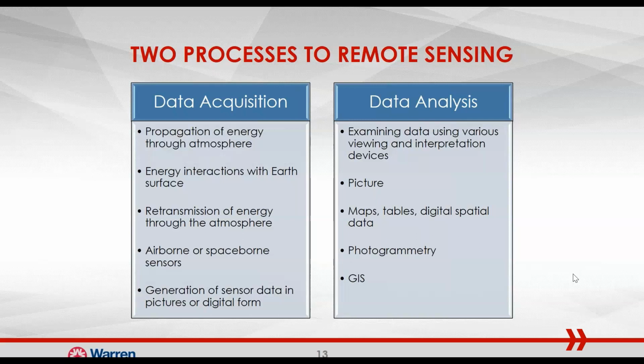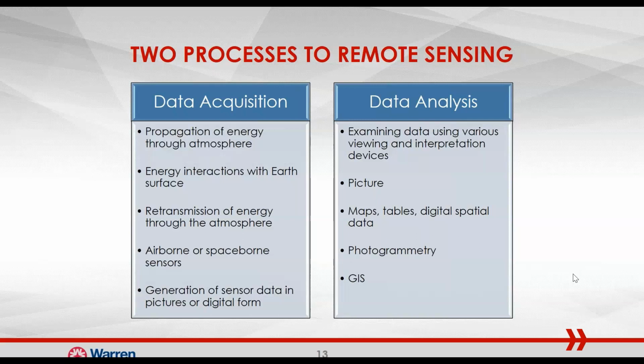And then there's the generation of sensor data in pictorial or digital form. We always want to make sure whatever we're sensing, we're not just leaving it out there, but we're getting some kind of digital format back, to use it in the modern era. And you can print it out as a picture. That will allow you to evolve individual photographs into larger orthomosaics, to give you an example.